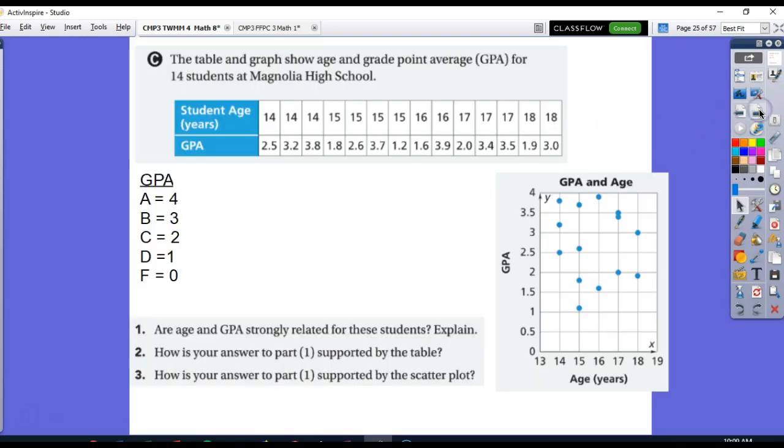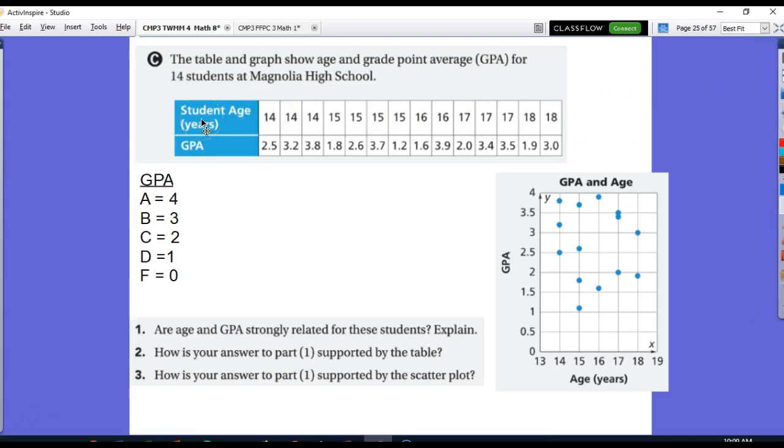And let's see, next for C, we have a different table. This is for students at Magnolia High School and relates their age and their GPA. So their age is along the x-axis here, the y-axis is down here for their GPA, and so they've graphed this scatter plot here. Do you think that age and GPA are strongly related for these students? Why or why not? How is your answer in part 1 supported by this table? And how is your answer in part 1 supported by this scatter plot?